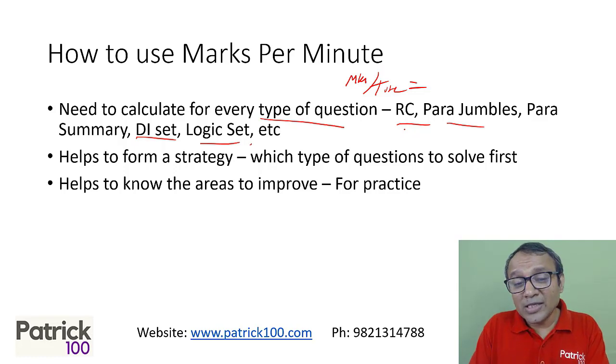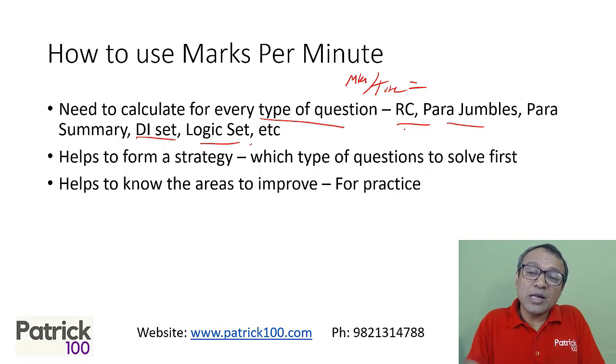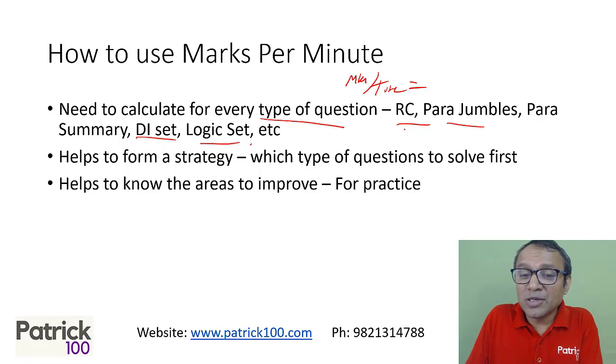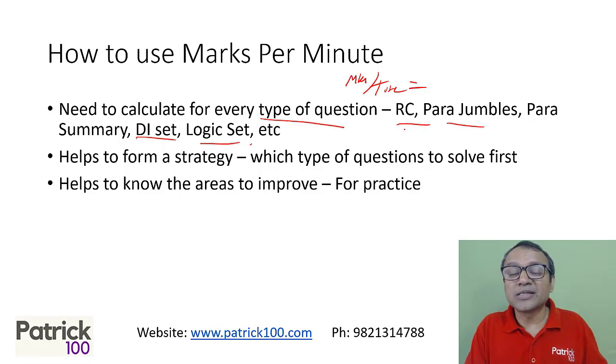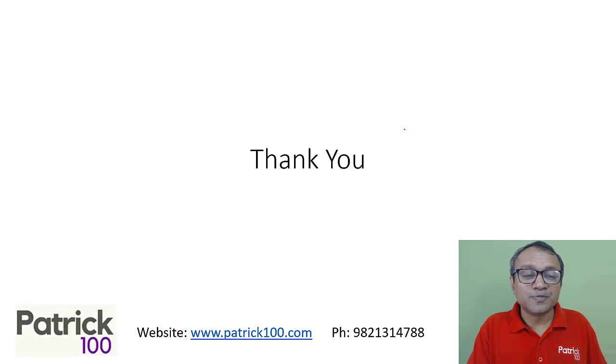How do you know the areas to improve for practice? This will also help you. The areas where you get fewer marks per minute, or where you want to improve your marks per minute, you can focus on those areas and try to improve your time. That also helps. So identify areas which you need to practice and try to improve your score.